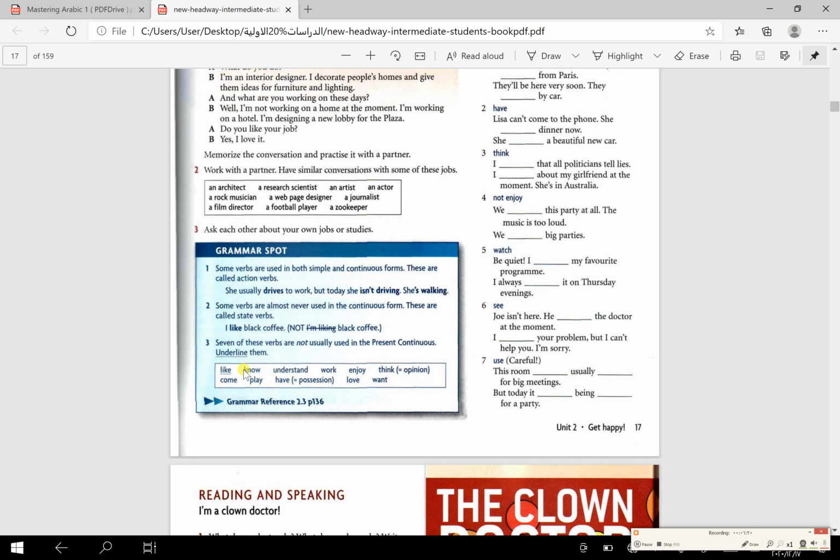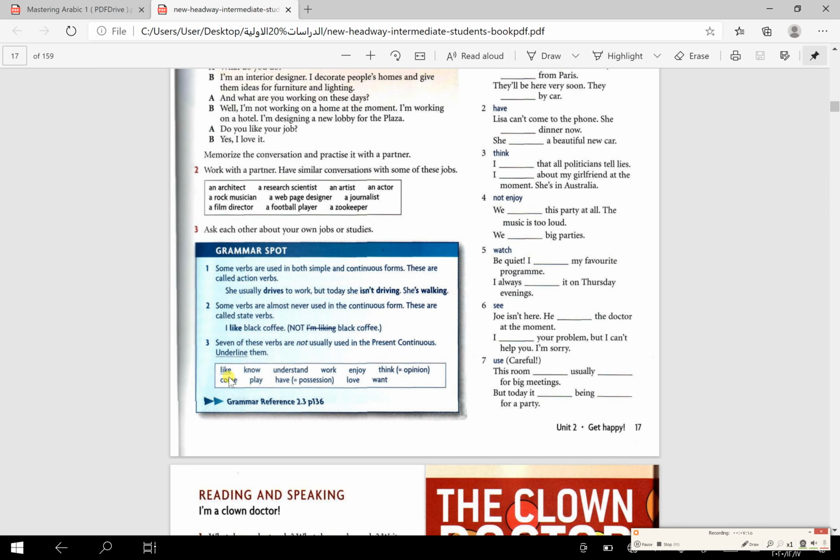Like for example, this is emotion. Okay, of course this is emotion. This is not physical. Or understand. Okay, enjoy, work, think. If I talk about opinion here, or come. Because think, if I, for example, think about solving a math problem, here I'm using a kind of physical effort, because I'm using my mind to think about solving a problem, math. But when I talk about opinion, I think it is better to go, okay, or I think I have to come back, okay. So here when I give opinion, it's fine.